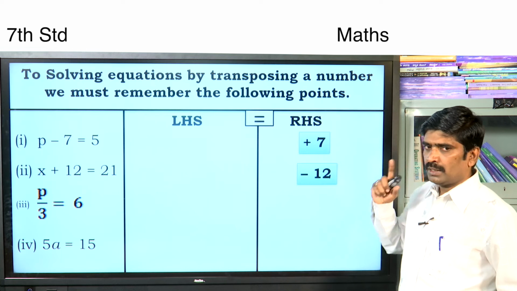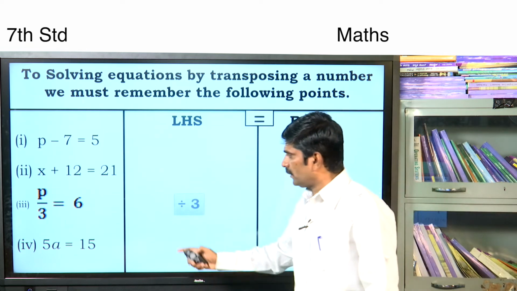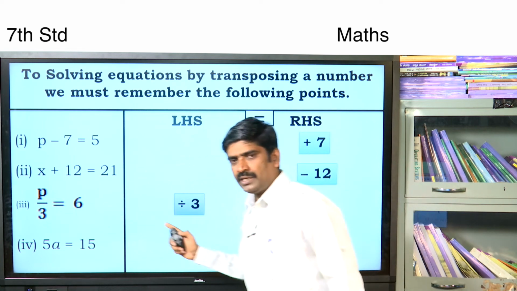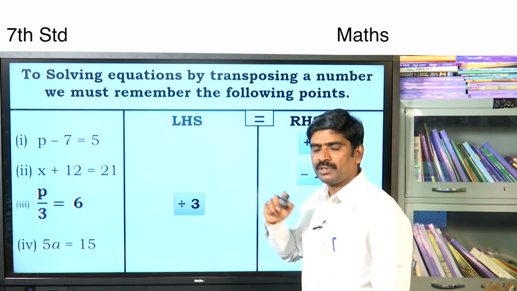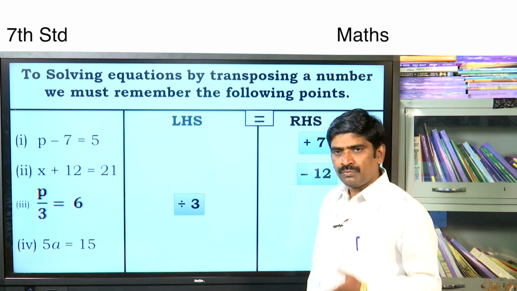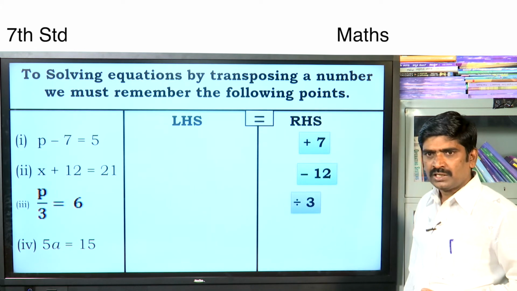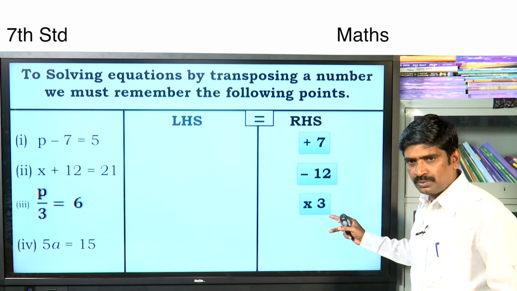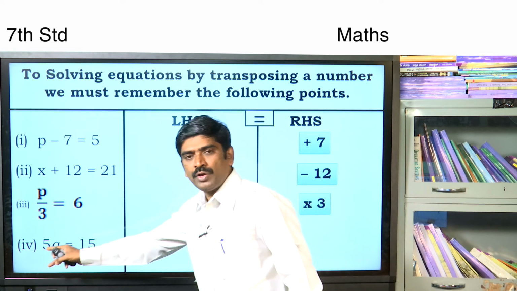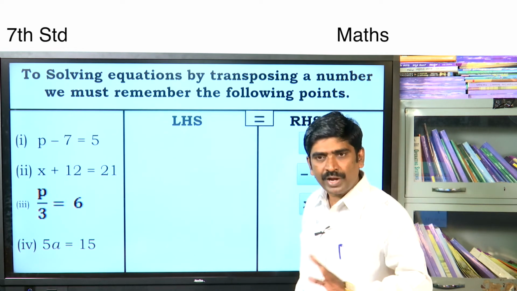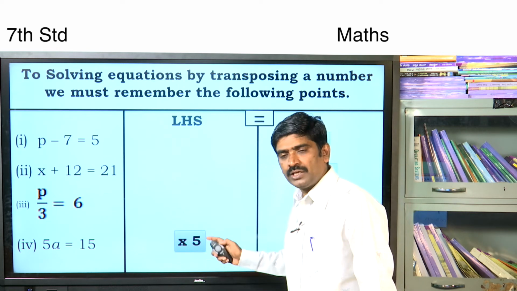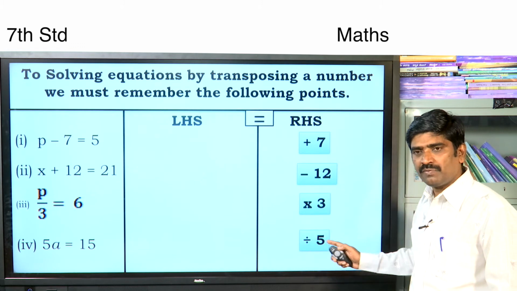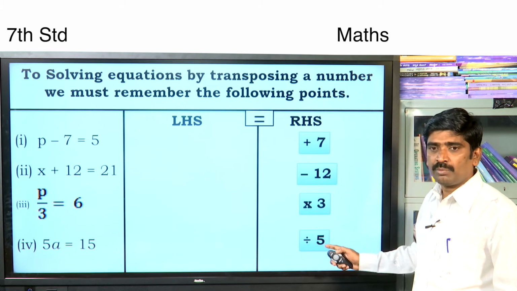Okay. Next, third question, divided by 3. P divided by 3, that is the denominator. When it comes to RHS, it becomes numerator, that is into 3. Next, 5a is equal to 15, means 5 into a, that is into 5. In LHS, into 5 comes to RHS, what happens? Divided by 5, that is denominator 5.